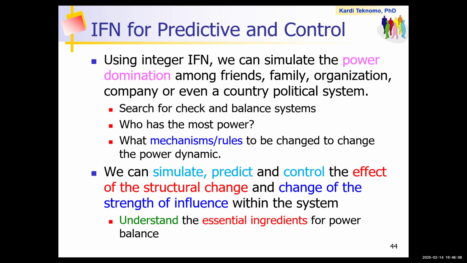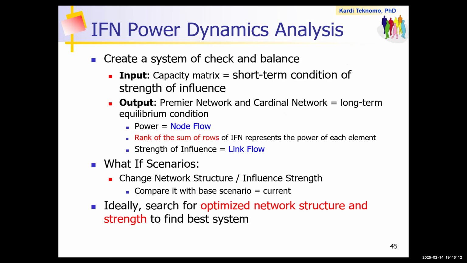I will show you in a moment, okay? Example in the family, so that you will see. You create the check and balance system by creating the capacity matrix. Remember, capacity matrix represents the short-term condition of the strength, the current condition. And then if you want to get the long-term condition, so equilibrium, right?